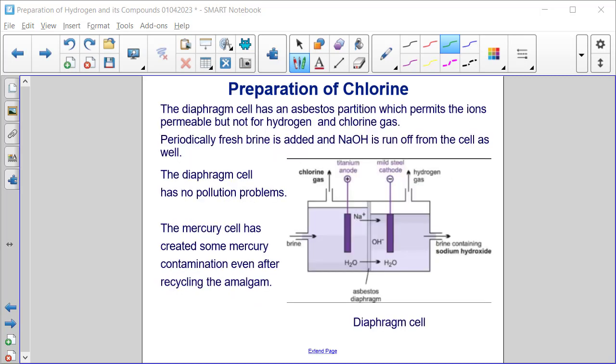The diaphragm cell has an asbestos partition which is permeable to the ions, but not to hydrogen and chlorine gas. Periodically, fresh brine is added and NaOH is run off from the cell as well. The diaphragm cell has no pollution problems. The mercury cell has created some mercury contamination even after recycling the amalgam.